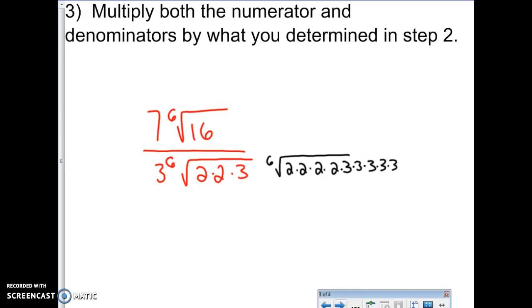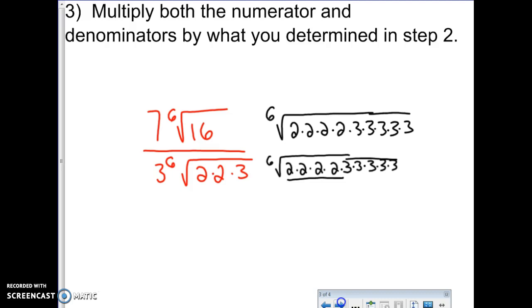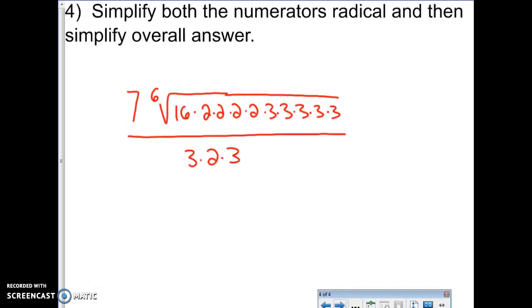The next step is I'm going to multiply both the numerator and denominator by what you determined in step 2. So this quantity came from step 2. I'm just continuing on the process. Remember, I added 4 2's and then 5 3's because I need 6 of each number in order for me to get rid of the radical. So I'm going to do the same thing on the top. I'm going to multiply it by the 6th root of 2 times 2 times 2 times 2 times 3 times 3 times 3 times 3 times 3. So I'm doing that both on the top and on the bottom.